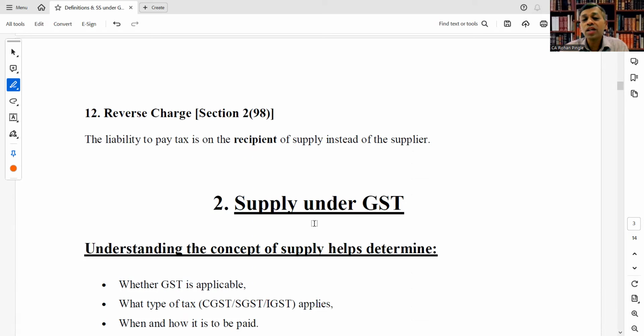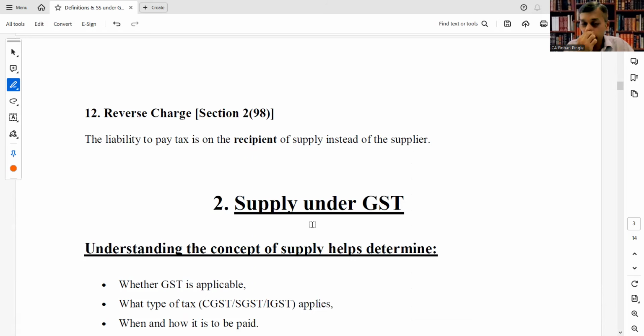So reverse charge is the term used when a recipient is liable to pay tax and not the supplier. The recipient of the goods or services is the person who will be liable to pay the tax, and then it is called a reverse charge. And when the supplier is liable to pay the tax, it is covered in forward charge.